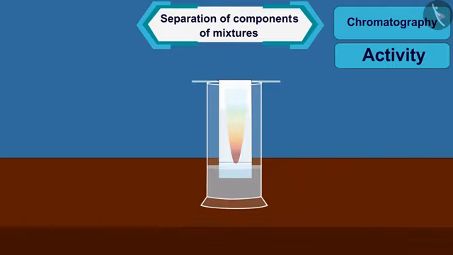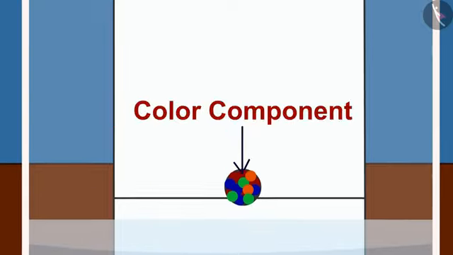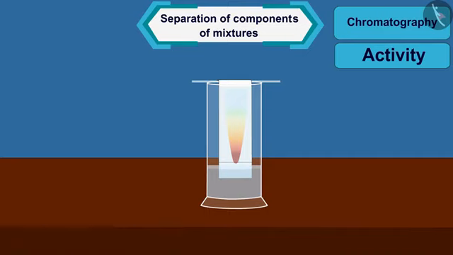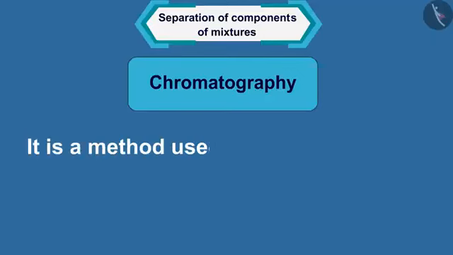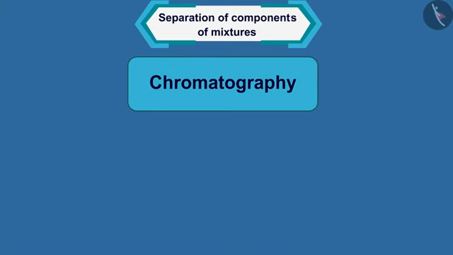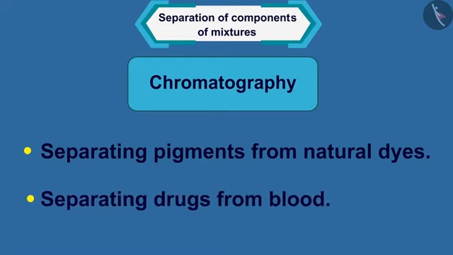As the water moves upwards on the filter paper, it also takes the dye particles along with it. Often the dye is a mixture of 2 or more colors. The color component which is more soluble in water rises faster, and thus the separation of colors becomes possible. This method of separating components from a mixture is called chromatography. It is a method used to separate solutes that dissolve in the same type of solvent. For example, in separating pigments from natural dyes, separating drugs from blood, etc.